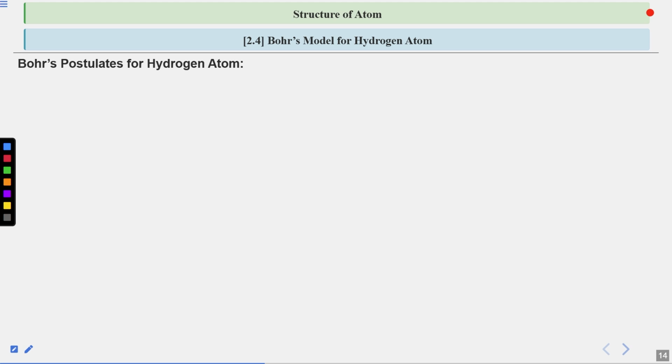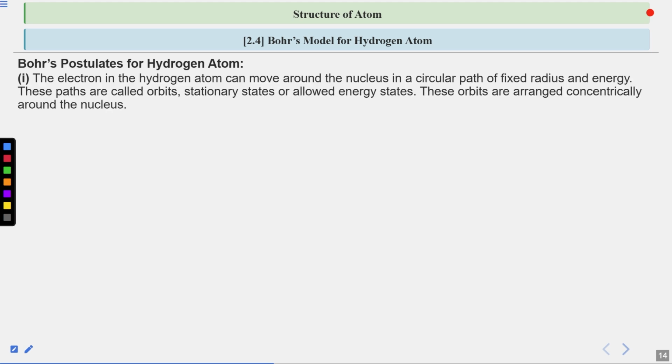Now we will see the Bohr's postulates. So we will start now the Bohr's model for hydrogen atom. The postulates are very important. We will go through each of them one by one. First is that electron in a hydrogen atom. So this is specifically for hydrogen atom. He says that electron revolves around the proton in a fixed orbit.